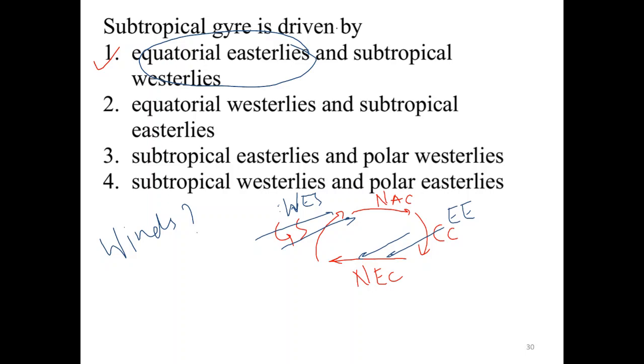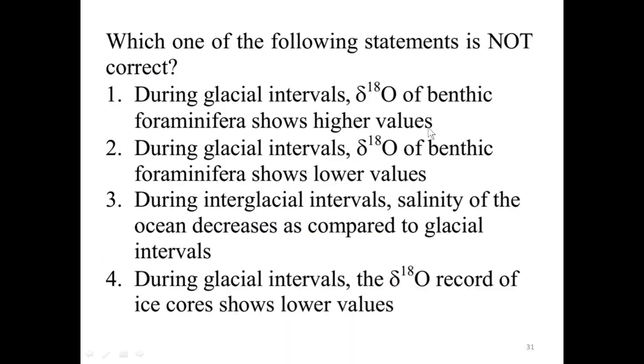Okay, all right. Which one of the following statements is not correct? During glacial interval, delta 18 O of benthic foraminifera shows higher values. During glacial interval, delta 18 O of benthic foraminifera shows lower values. During interglacial interval, salinity of ocean decreases as compared to glacial intervals. During glacial intervals, the delta 18 O record of ice core shows lower values. Of course, when we look at this question, we have to understand the facts. So it is saying, first of all, not correct.